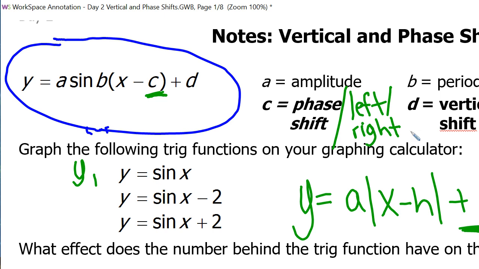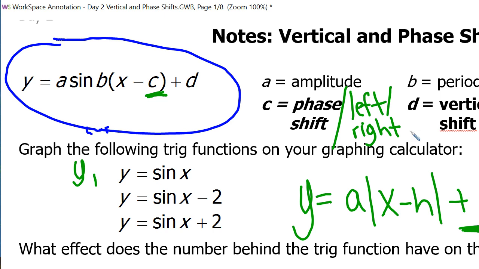When I hit the graph button, y1 will graph first. So the parent function will graph first. And here comes the second one. So there's y equals sine of x -2. We see that the -2 made every point translate down 2 units.